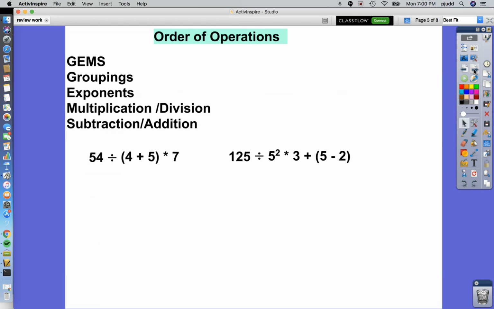So here we go with order of operations. On your paper, I want you to write GEMS and what GEMS stands for, and then copy down both expressions. And we're going to work through these to see what your answers should be. You should be writing down GEMS, and then under the GEMS, copying down both expressions. Copy them side by side because you're going to need room to work out the order of operations.